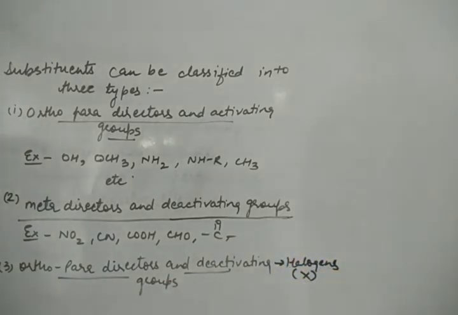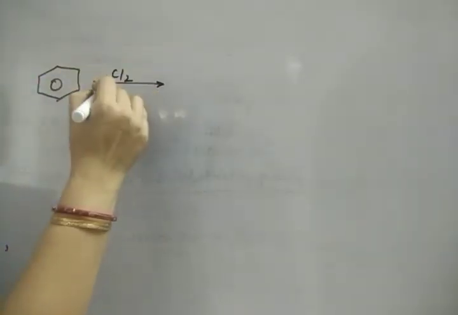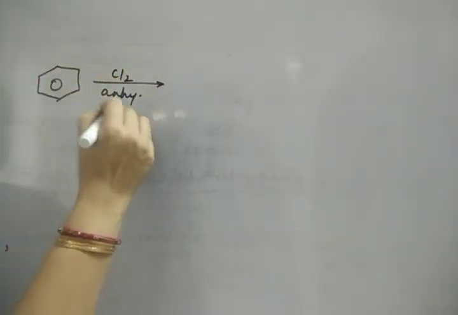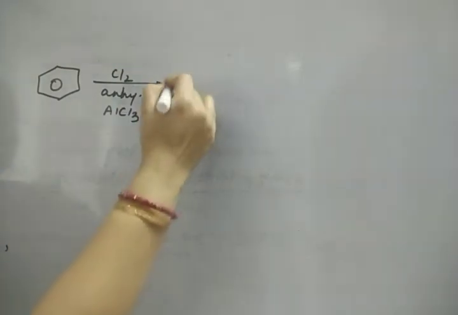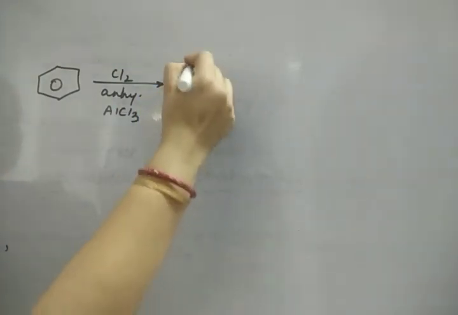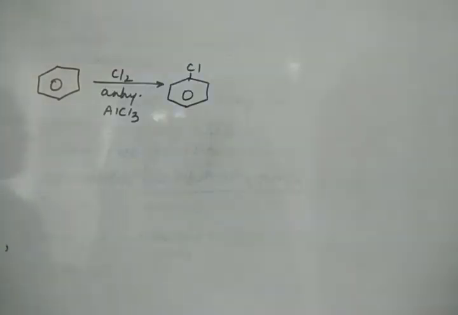Okay, so now we'll understand the meaning of the directive influence by taking few examples. Suppose we have benzene. Now benzene is first treated with chlorine in the presence of anhydrous AlCl3. So the first group that is attacking is chloro. Now all the 6 positions are vacant. So the chloro can be attached to any place. Suppose the chloro is attached to this carbon. So we are getting chlorobenzene.